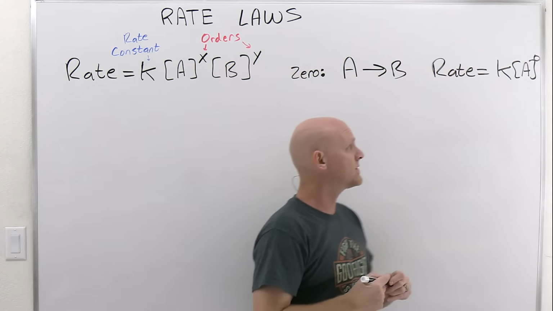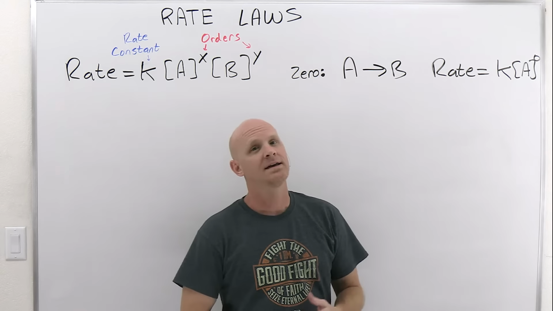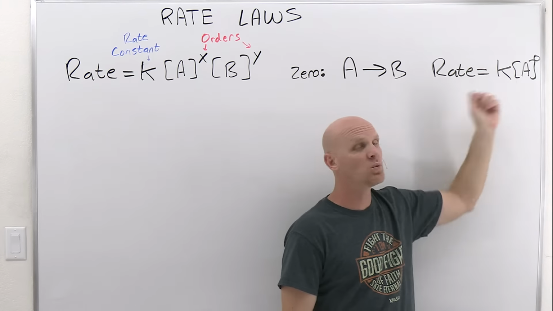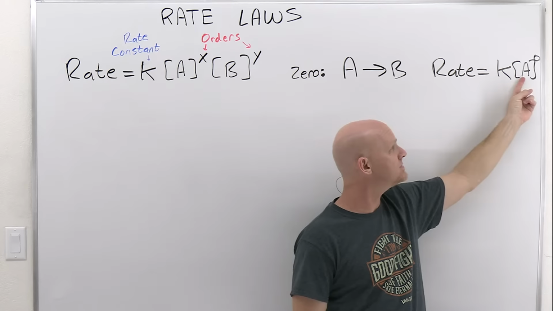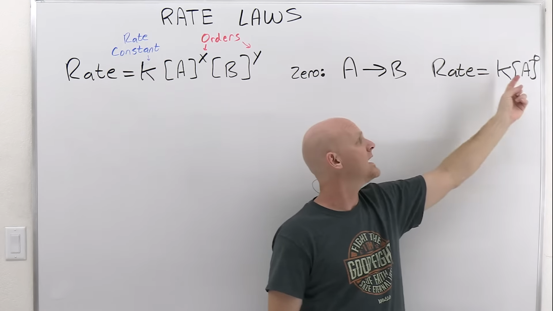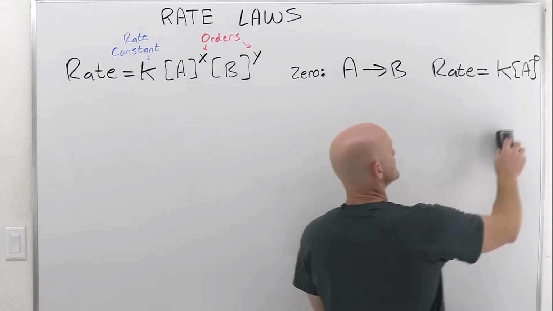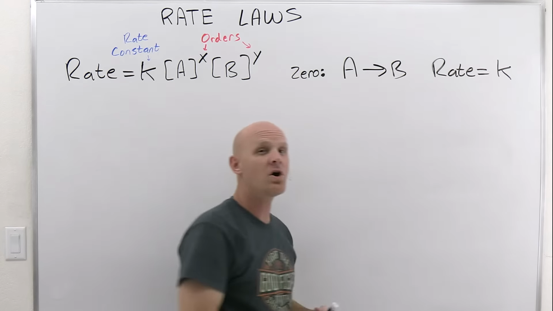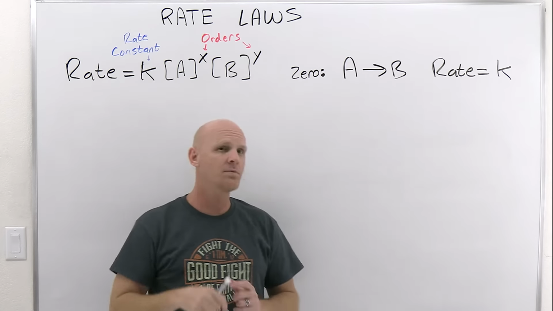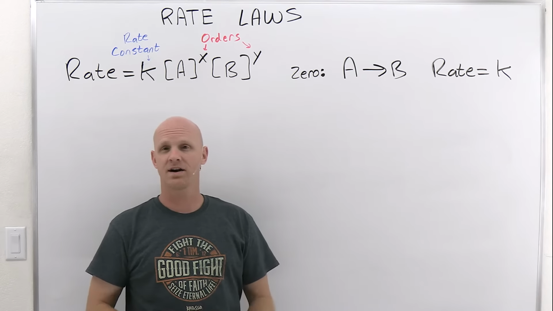In this case, also notice that anything to the 0 power equals 1. And K times 1, it doesn't matter what concentration of A you plug in, anything to the 0 power equals 1, and K times 1 is just equal to K. So oftentimes you'll see this written without any reactant concentration listed at all, because it doesn't matter. And that is the hallmark of a 0 order reactant: its concentration doesn't affect the rate at all.